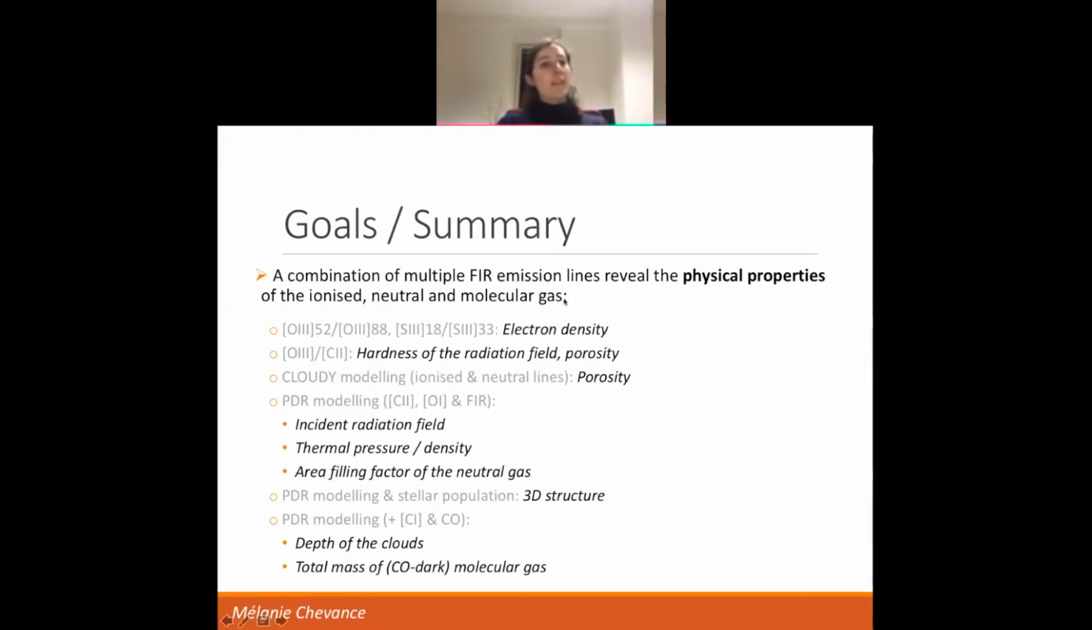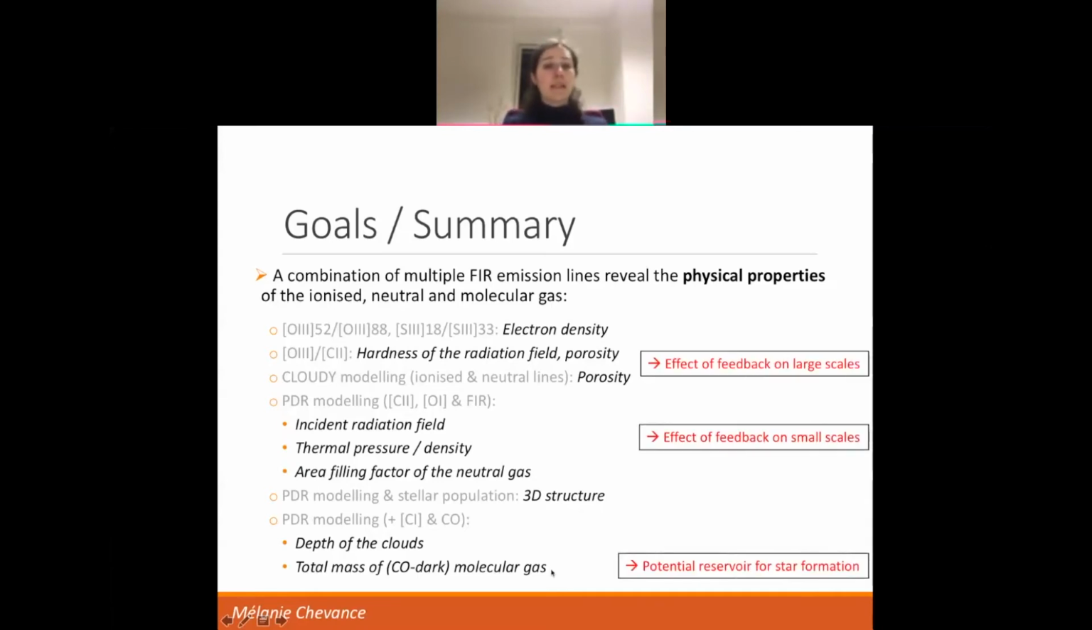Basically, the goal is to use a combination of multiple far-infrared emission lines to reveal the physical properties of the ionized, neutral, and molecular gas. With that, we'll be able to measure the electron density, the hardness of the radiation field, porosity, the 3D structure, and the total mass of the molecular gas. The goal is to assess the effect of feedback on small and large scales, and quantify the potential reservoir of molecular gas for future star formation.